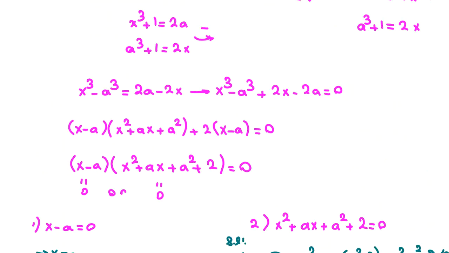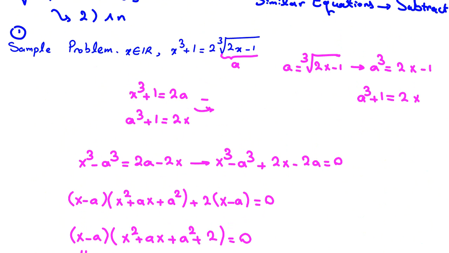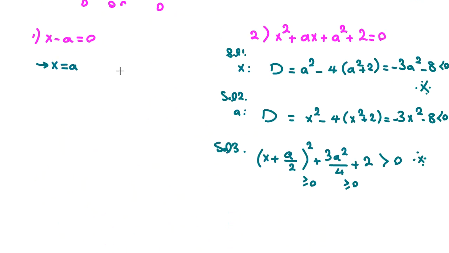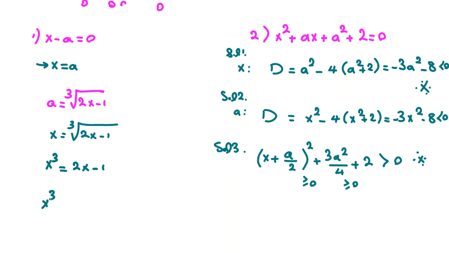X equals a. And if we replace it here, let's copy this part. If we replace a with x, let's see what happens. It will be x equals cube root of 2x minus 1. If we raise to the power of 3, x cubed equals 2x minus 1. So x cubed minus 2x plus 1 equals 0.